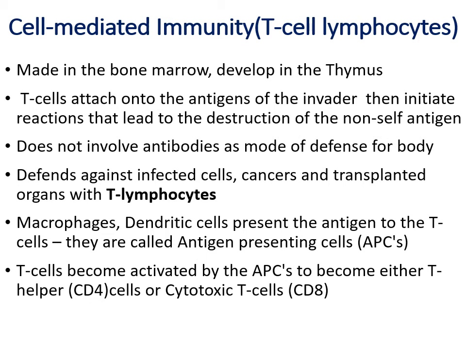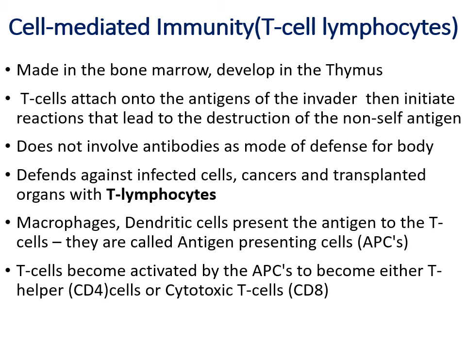Okay? And T cells can actually attach directly to the antigens of invaders. And then this will initiate a set of reactions which will lead to destruction of the antigens that are considered non-self. Okay, so T cells can recognize non-self antigens or infectious agents leading to destruction. They do not produce any antibodies at all. Those are completely the B cells or the plasma cells.